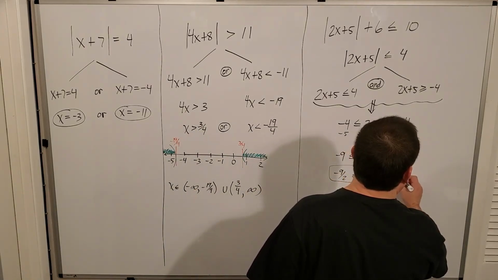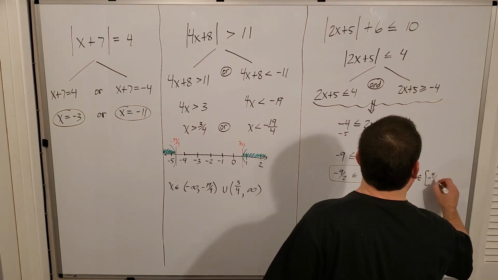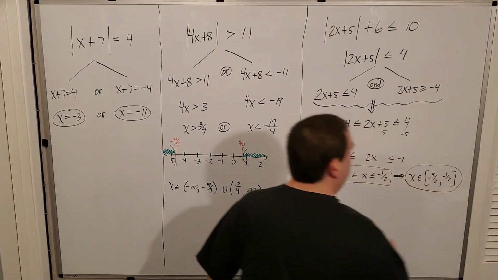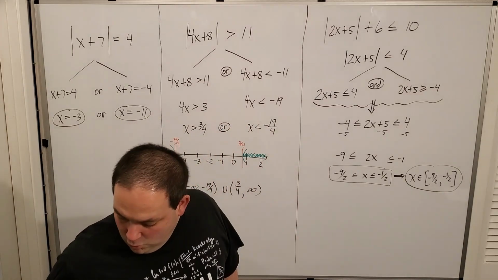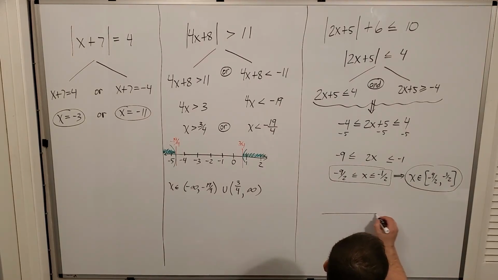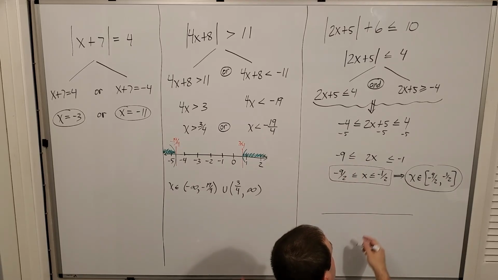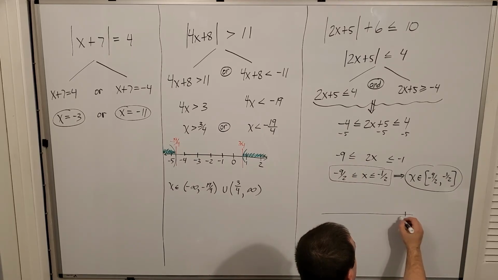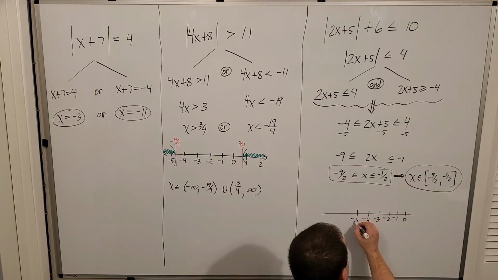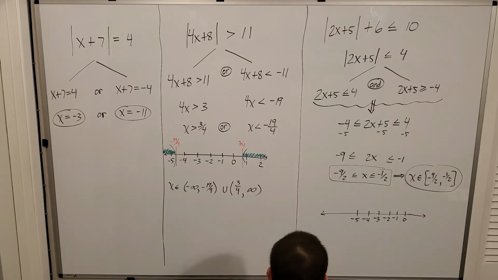I can go straight over to the interval notation. X is an element of the interval, bracket negative 9/2 comma negative 1/2. So this is the other version of the answer there. And of course the graph would be as simple as getting these two numbers on a number line. Negative 9/2 would be negative 4.5, so it would be between negative 4 and negative 5. If I put 0, negative 1, negative 2, negative 3, negative 4, negative 5. This time I gave myself too much space. Let my arrows go this way.